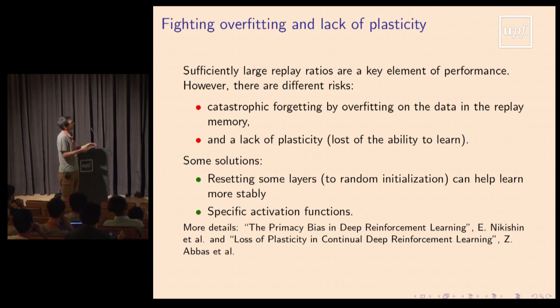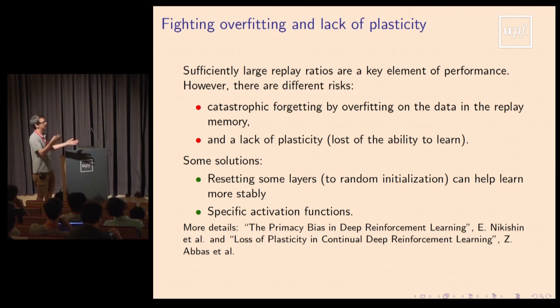And the second risk is that you have a lack of plasticity. It's been shown that when you learn, for instance, different tasks one after the other, at some point your neural network is not able to learn anymore, right? Because in the manifold, the parameters take given values, and then it gets difficult to get the gradient and all the Q updates to work correctly. So you have a lack of plasticity as well.